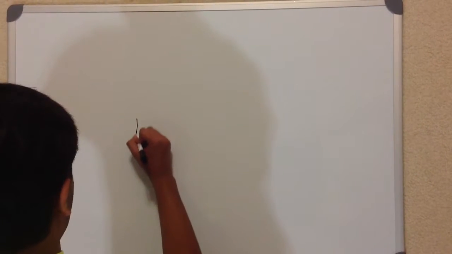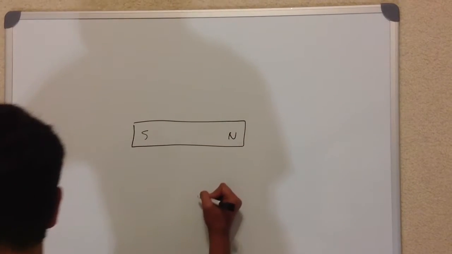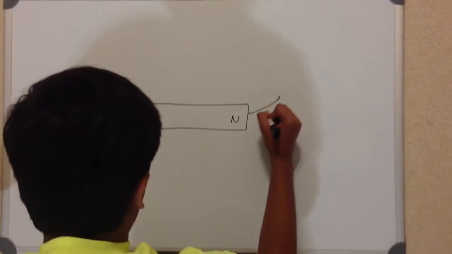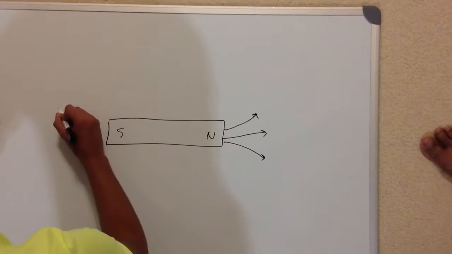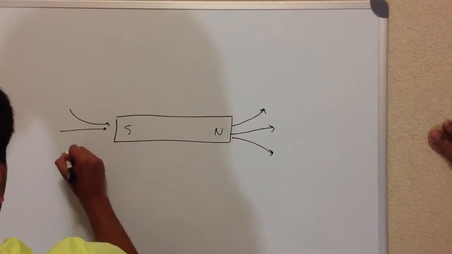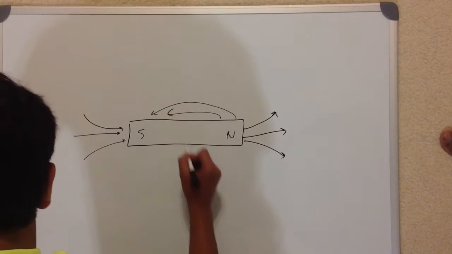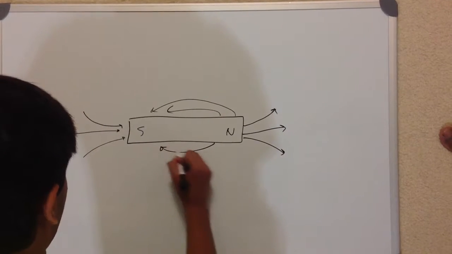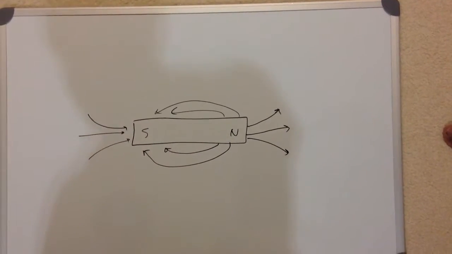Okay, so similar to electric fields, there's something called magnetic fields. So what does this mean? Take a magnet for instance. This is the south, this is the north. From the north, the magnetic field flows out, and at the south, it flows in. From the north, it will flow like this over to the south. All these lines around it are the magnetic field.